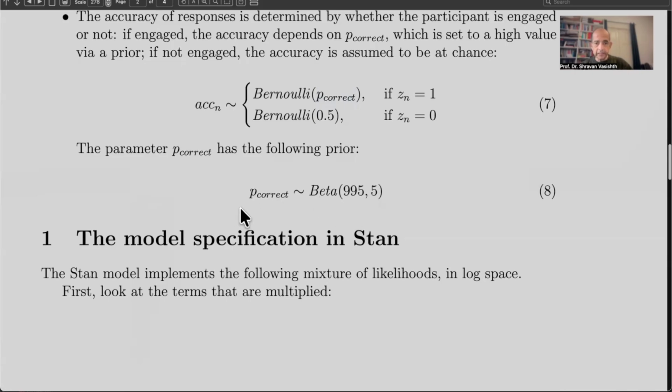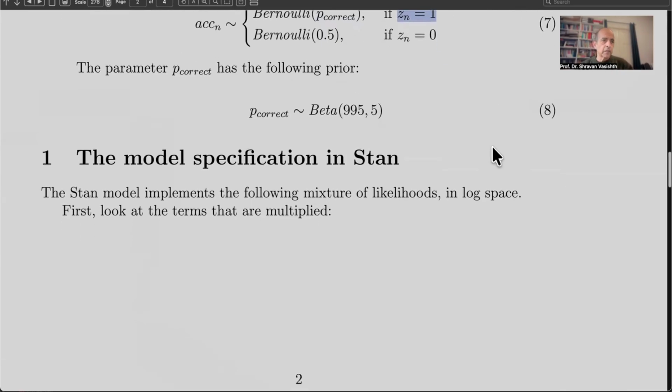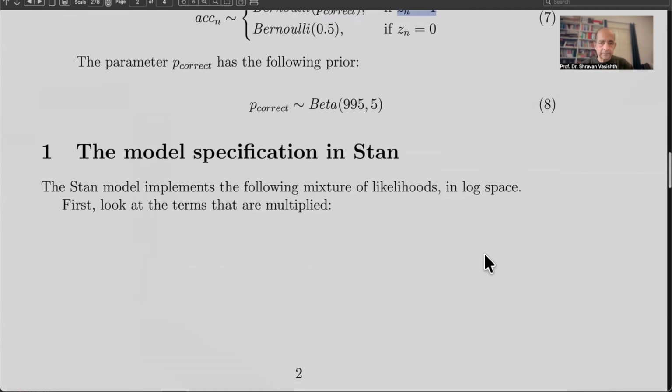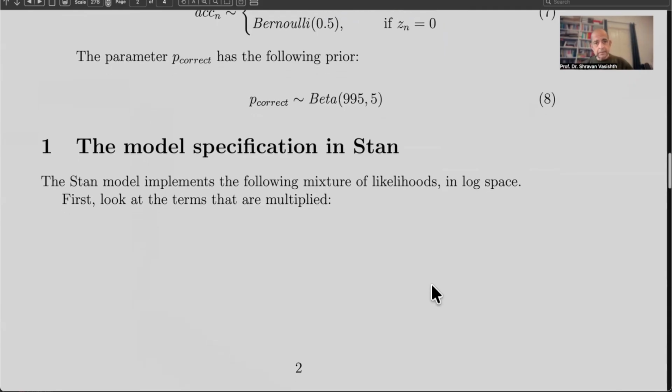So we are assuming here that there's very high probability of producing a correct response if you're engaged, which seems reasonable. So that's the model in mathematical form. In Stan, the mixture of likelihoods in log space that we will define looks like this.